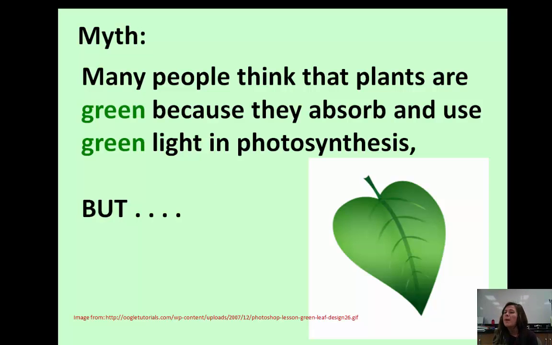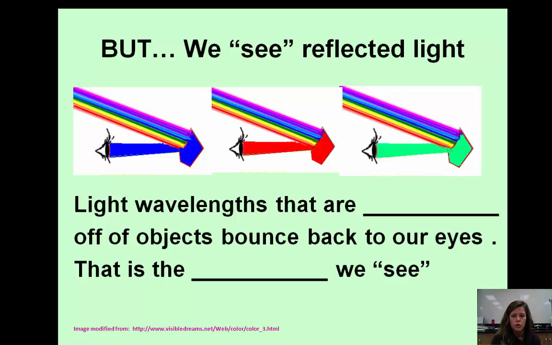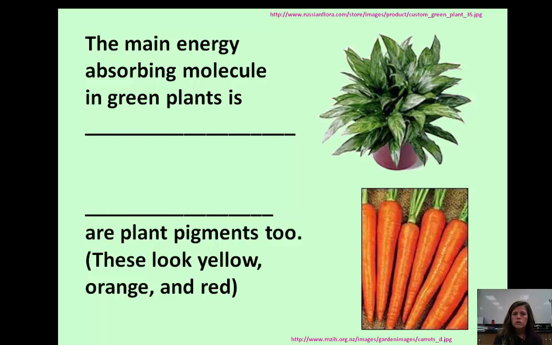A myth about plants is that many people think plants are green because they absorb and use green light in photosynthesis, but that's not actually true. We actually see what's reflected back to our eyes. The light wavelengths that are reflected off objects bounce back to our eyes, and that's what we see. The main energy-absorbing molecule in green plants is chlorophyll. It's a little pigment found in our chloroplasts.